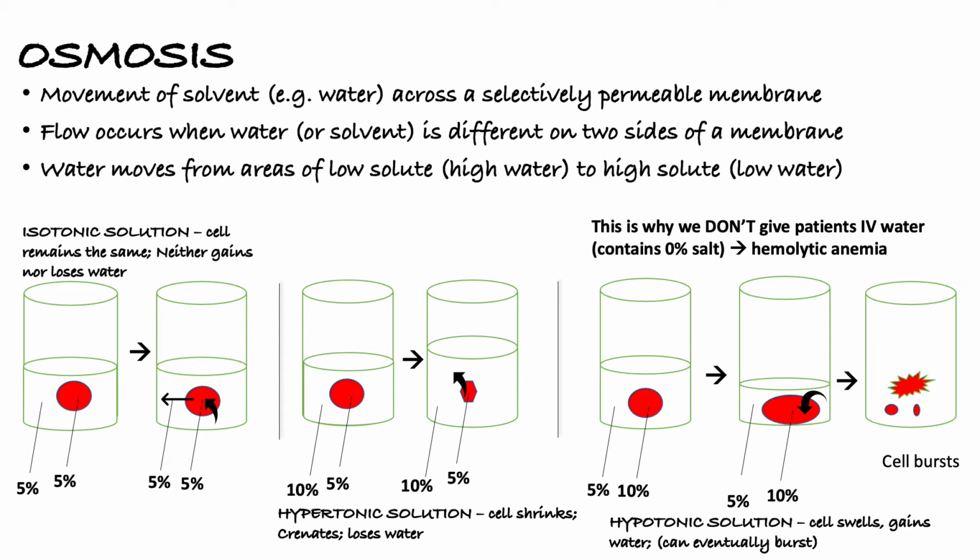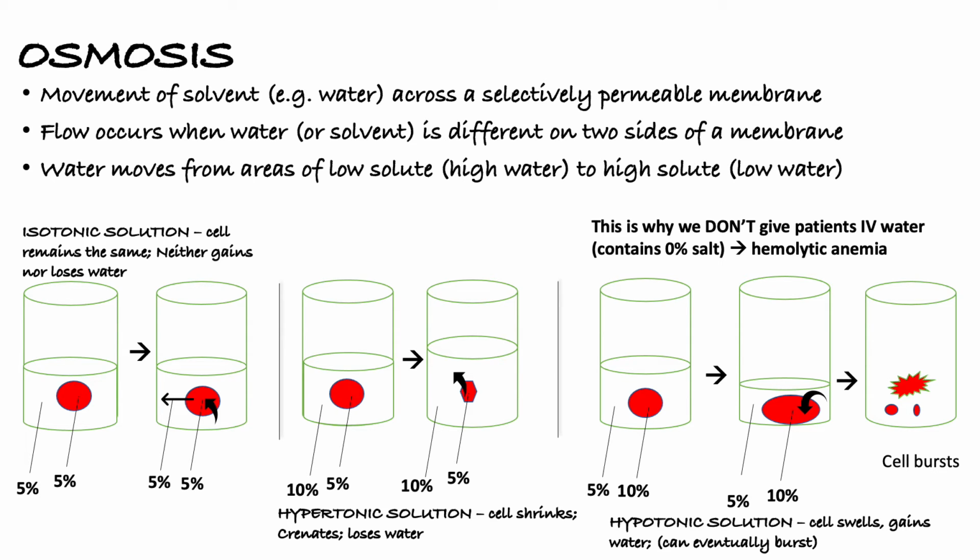Let's say you have a red blood cell and you place this red blood cell in water that contains salt. One thing that most people don't know is that our blood actually has salt. It's not just blood. It actually has the same concentration as normal saline, which is 0.9%.